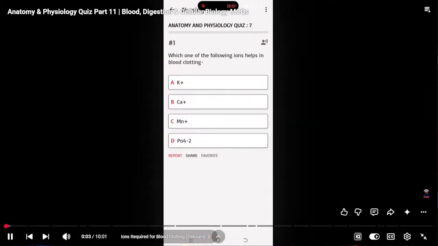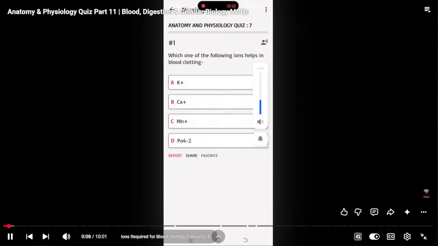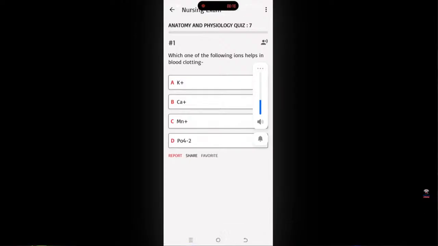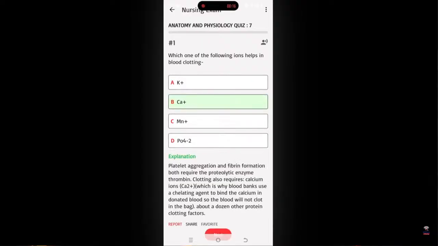Which one of the following ions helps in blood clotting? A. K. B. Ca. C. Mn. D. PO4 2-. Correct answer: B. Platelet aggregation and fibrin formation both require the proteolytic enzyme thrombin. Clotting also requires calcium ions, Ca2+, which is why blood banks use a chelating agent to bind the calcium in donated blood so the blood will not clot in the bag. There are about a dozen other protein clotting factors.